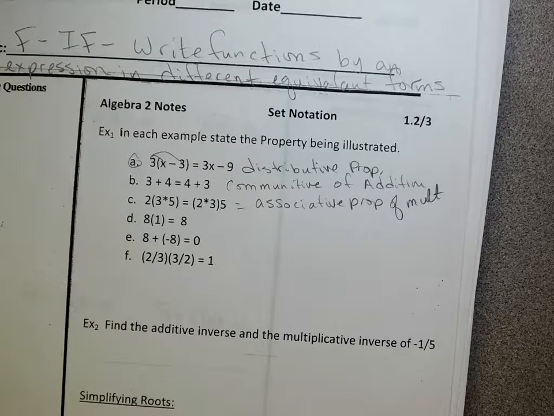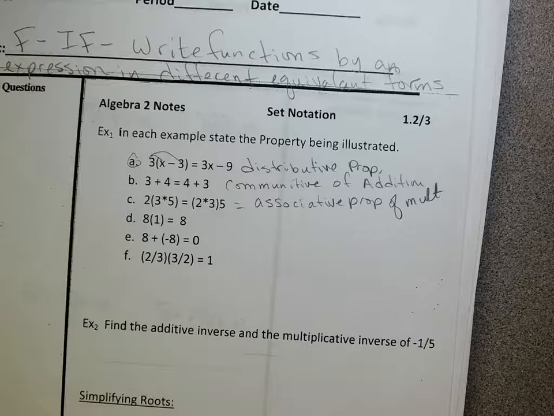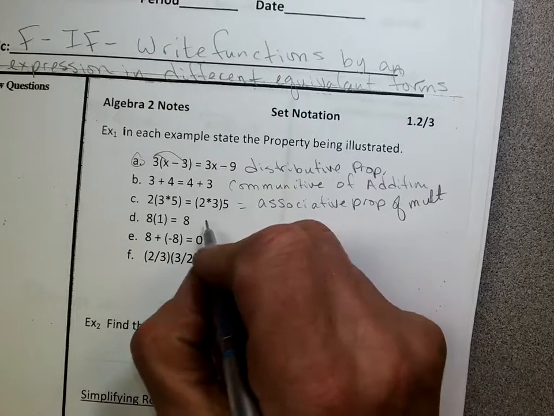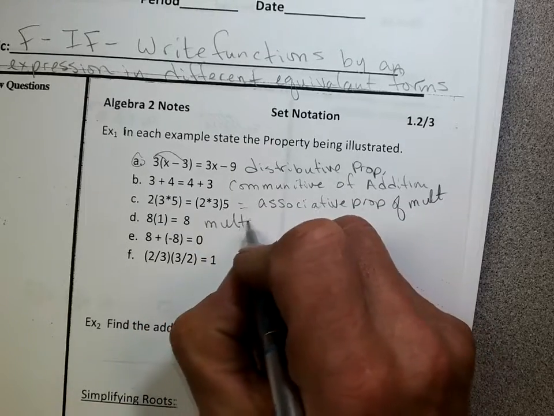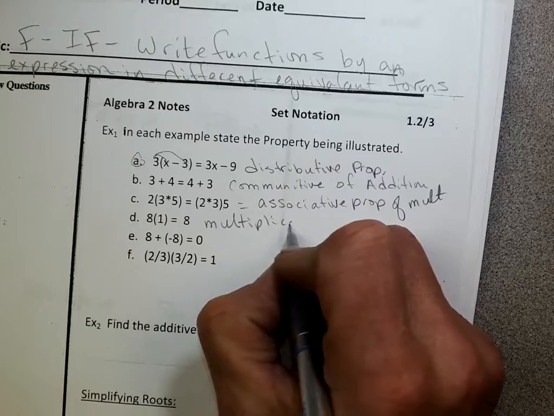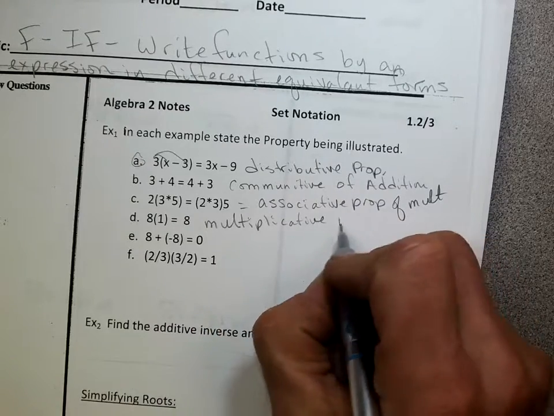D, 8 times 1 equals 8. It kept its identity, didn't it? Kept its identity. So it's going to be the multiplicative, fancy word, multiplicative identity.